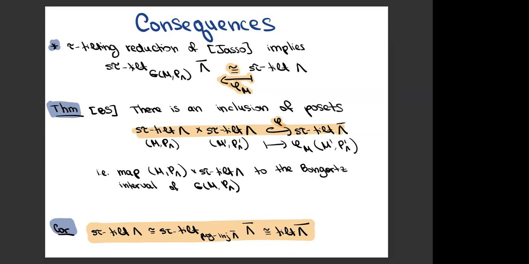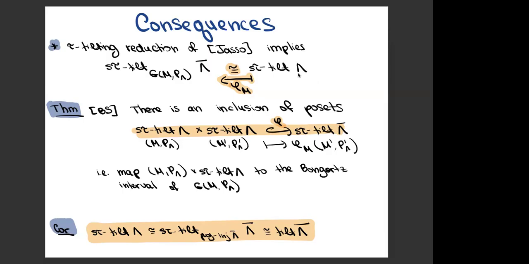What do I want to do? Okay, right. If I start with the support tau tilting poset of lambda, and given a pair M comma P lambda, if I apply G to this, I get some partial pair inside of lambda bar. But if I look at its Bongartz interval, the Bongartz interval of this G M P lambda is isomorphic to the support tau tilting poset of lambda.